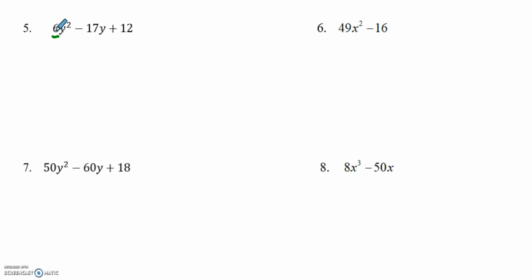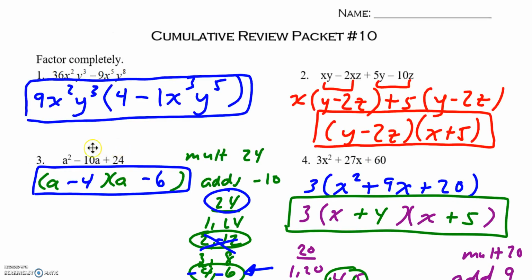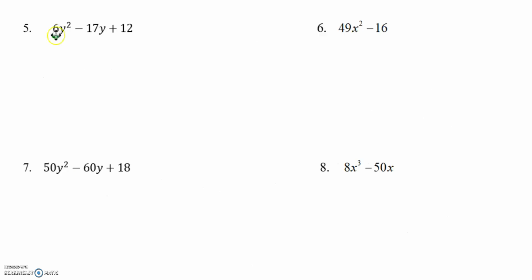In fact, even if I look back at my previous examples, another good thing to ask is, do I have perfect squares also? Like 1 and 24 are not perfect squares, so I had to find what multiplies to be 24 and adds to be negative 10. Here I didn't have perfect squares either. And in this example, 6 and 12 are not perfect squares.